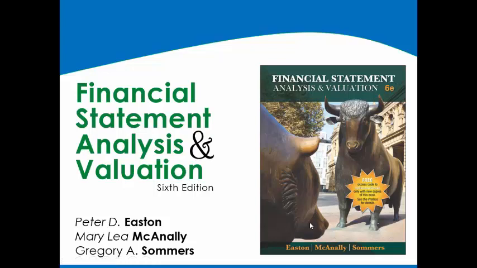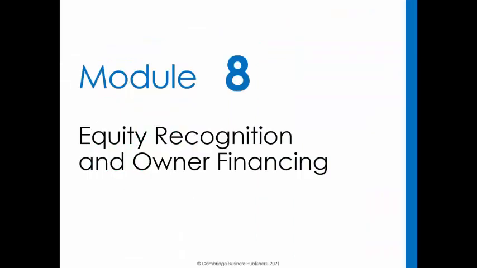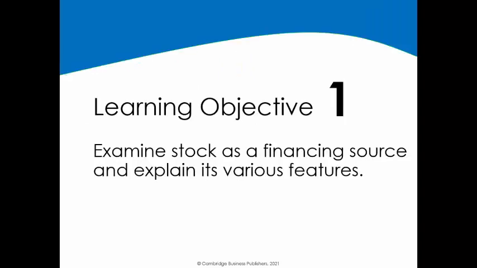This is part 1 of the presentation for Module 8 for Accounting 311 Financial Statement Analysis for Global Entrepreneurs. In Module 8, we will cover topics related to the analysis of stockholders' equity, including issuance and repurchase of common stock, payment of dividends, stock splits, convertible securities, stock-based compensation, earnings per share, book value per share, and accumulated other comprehensive income. In this learning objective, we will examine stock as a financing source and explain its various features.